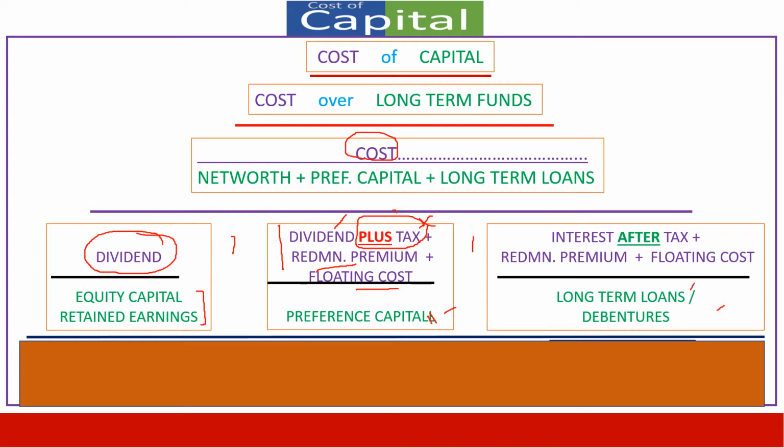Coming to long-term loans and debentures, the company will be paying interest, but it will have a tax shelter. Therefore, it will be after tax, because to the extent of admissible expenses, the company saves under tax shelter. Therefore, it will be interest after tax. There will be redemption premium, if at all it is there, and it will be considered as a part of cost, and also floating cost. This is the cost in respect of long-term loans and debentures. Sometimes it is also indicated that debentures are irredeemable, but that is a different issue. Normally they are redeemable.